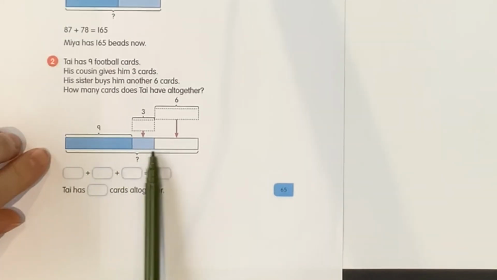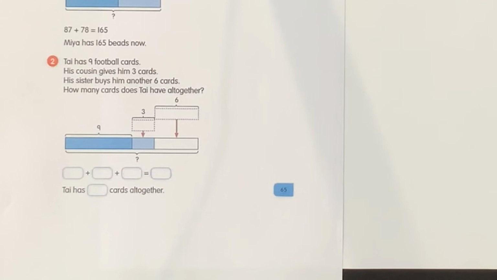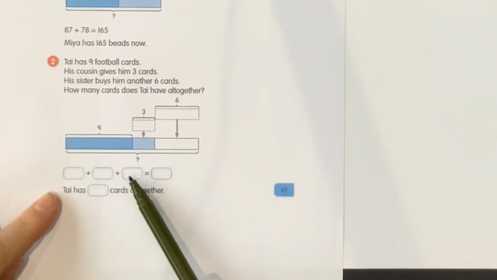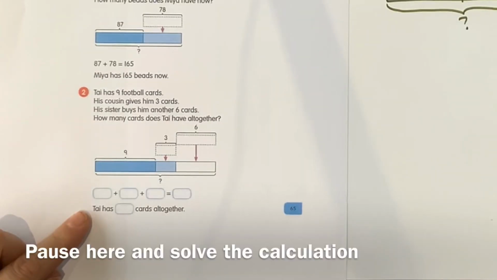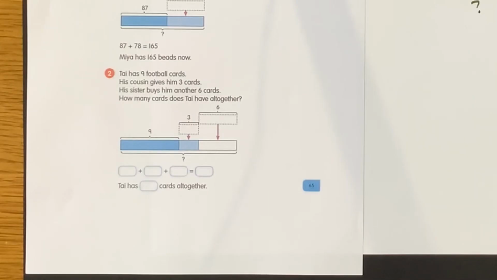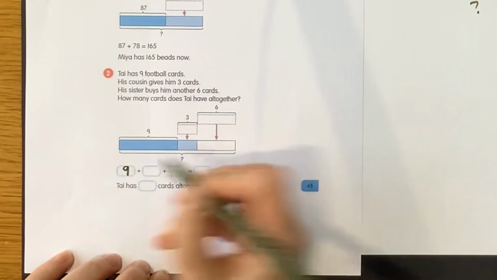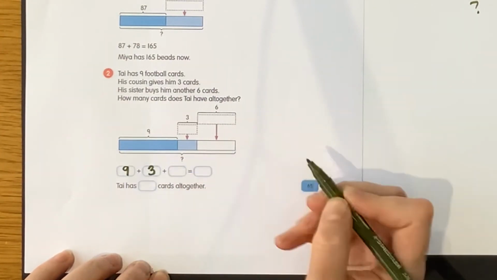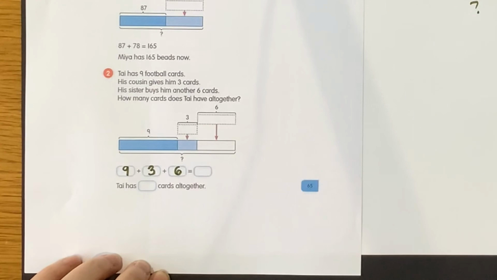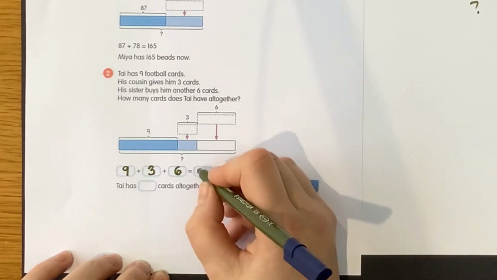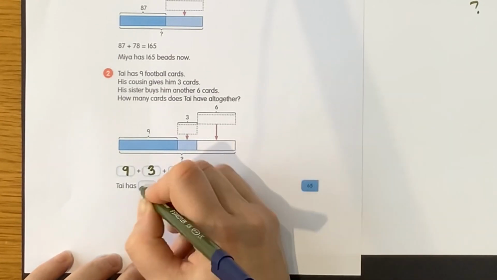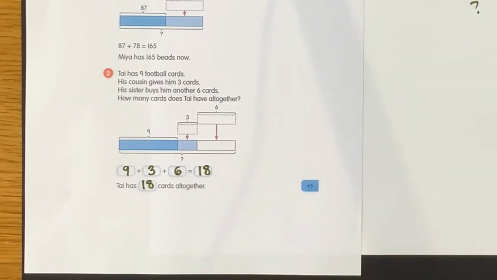So now we end up with what calculation? How do we find the total? Please could you pause, have a go at working out the calculation and finding the answer, and then we'll come back together to share. Okay, so hopefully you said that to work out the total, we needed to do 9 add 3 add 6. Altogether, that makes 18. So Ty has 18 cards altogether.